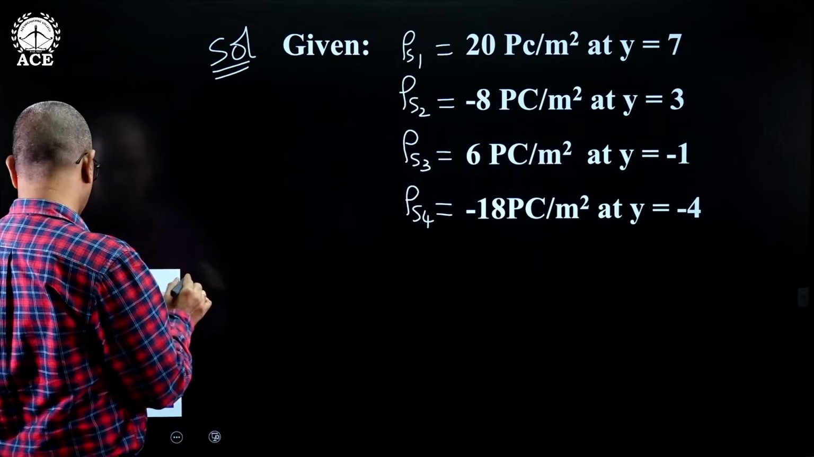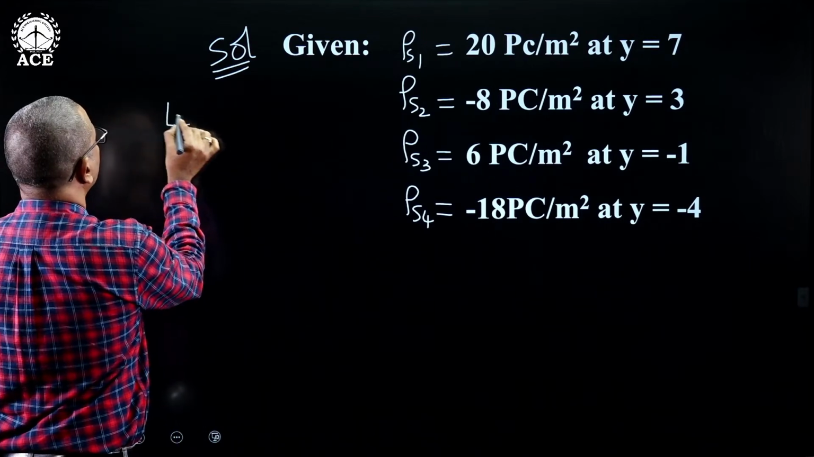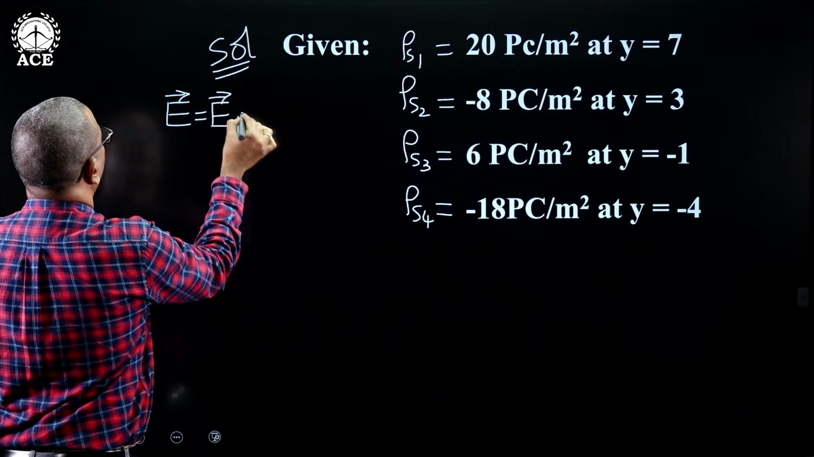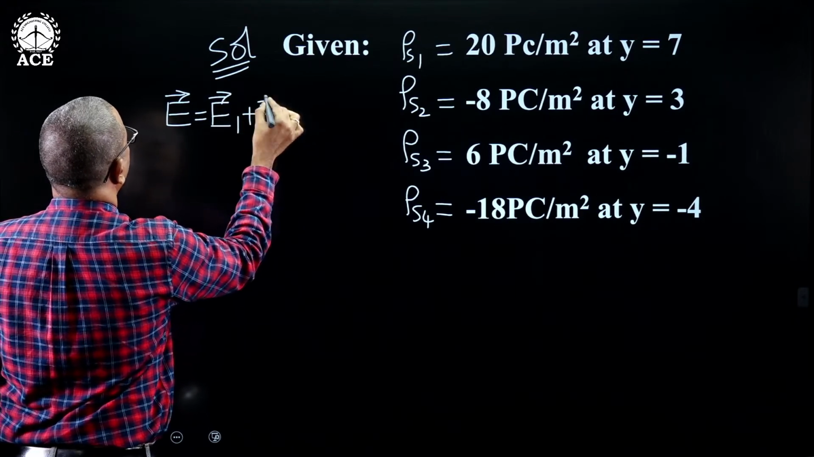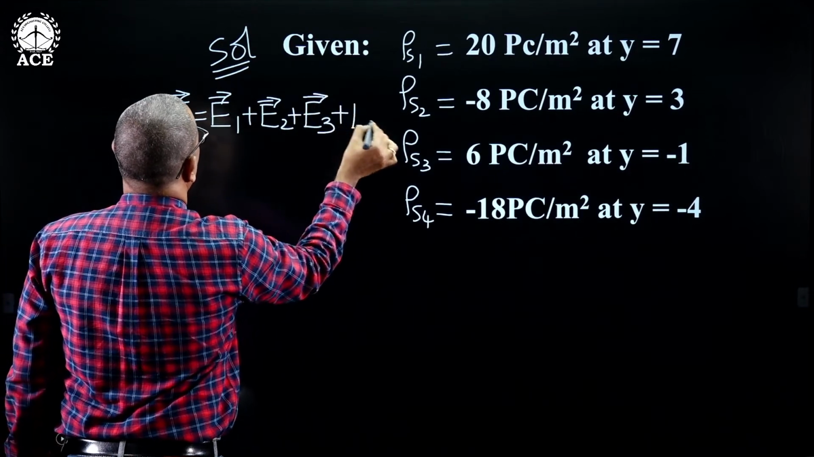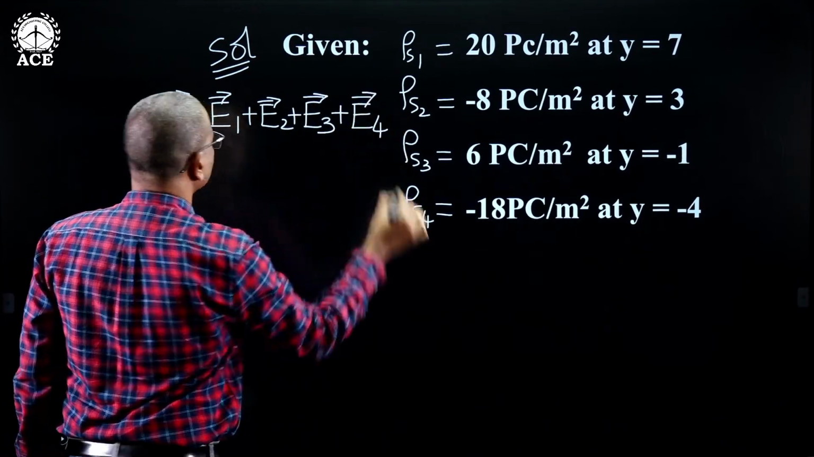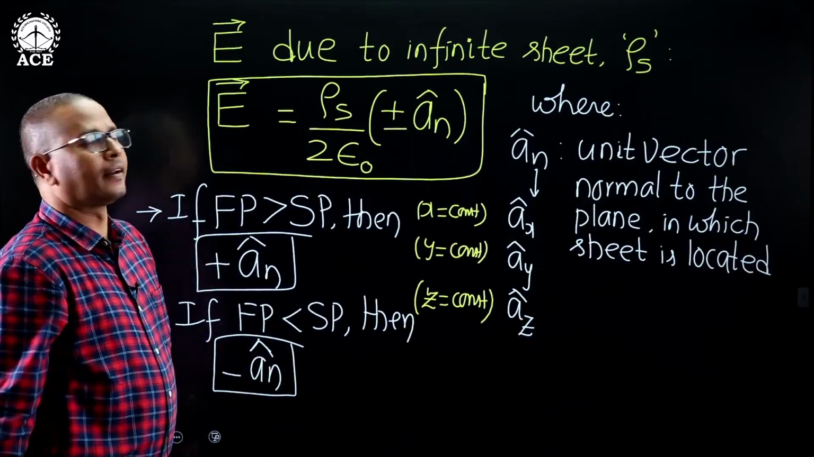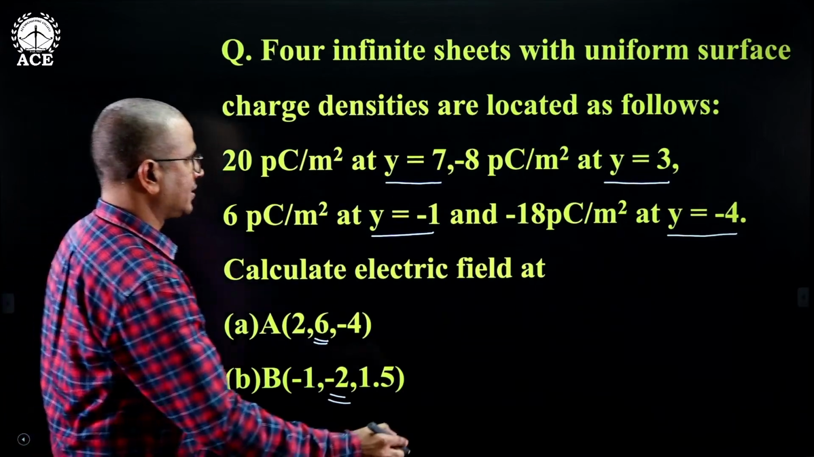Now what is our expression? Electric field due to 4 sources, E bar equal to E1 bar plus E2 bar plus E3 bar plus E4 bar. What is the expression? Magnitude rho s by 2 epsilon. What is AN cap, dear students, in this example?